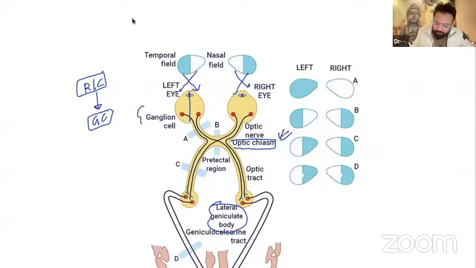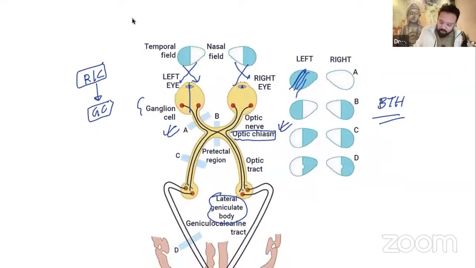Lesion is at point A. If lesion is at point A, the whole side of the vision will be gone. And if lesion is at point B, what is it? Optic chiasma. And you know what is crossing? Bitemporal. So that will cause bitemporal hemianopia. Why? Because crossing over is happening at the level of optic chiasma.